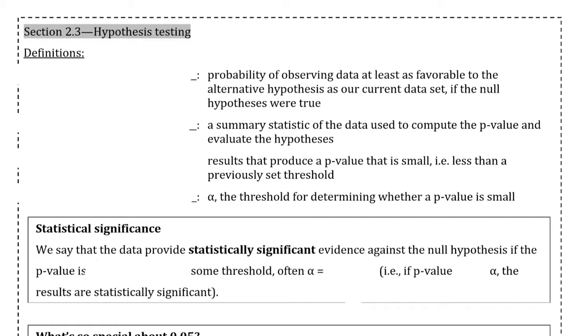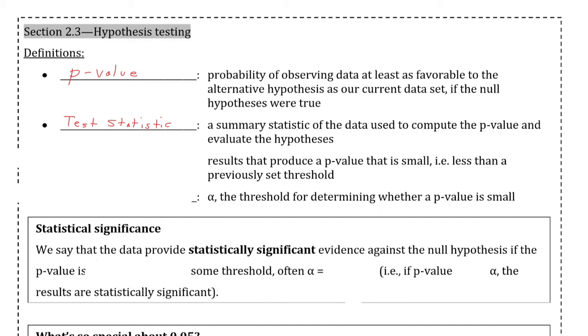concepts. A p-value is the probability of observing data at least as favorable to the alternative hypothesis as our current dataset, if the null hypothesis were true. It will be one of the most important values we will calculate in hypothesis testing, as it will tell us if we will reject the null hypothesis or not. A test statistic is a summary statistic of the data used to compute the p-value and evaluate the hypotheses.